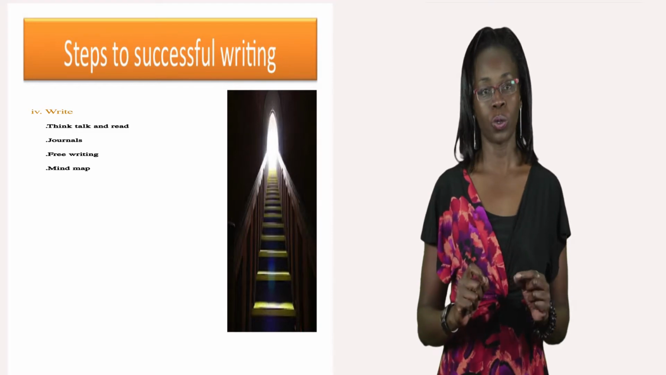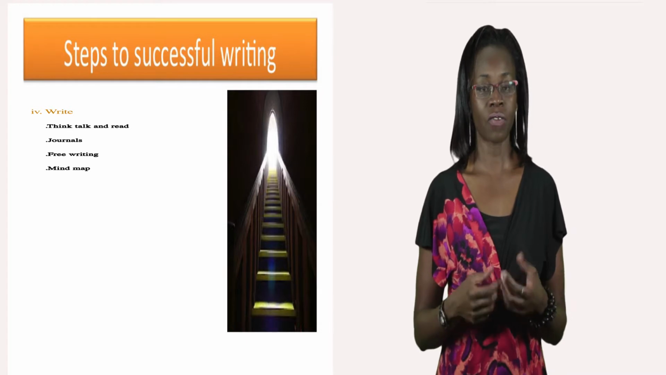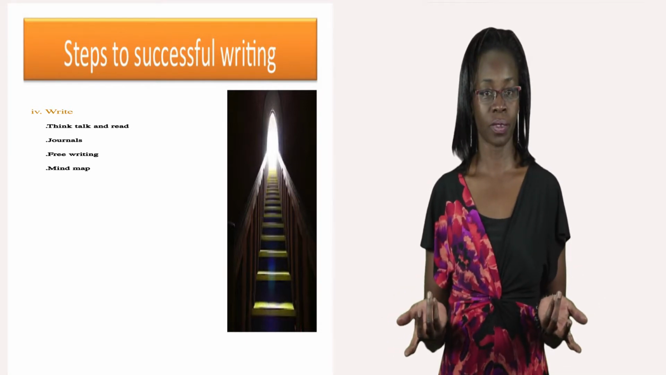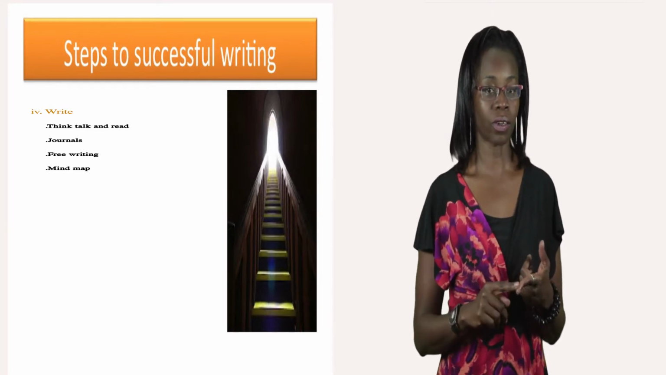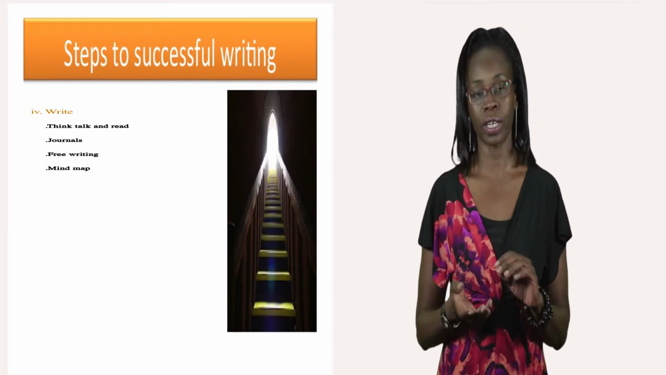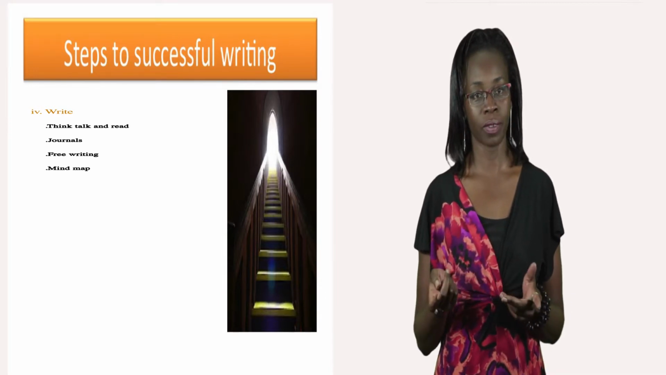Now it's time for you to start writing. How do you do it? There are 4 different ways you can do it. You can think, talk, and read. You can journal, you can free write, or you can mind map. What is think, talk, and read?